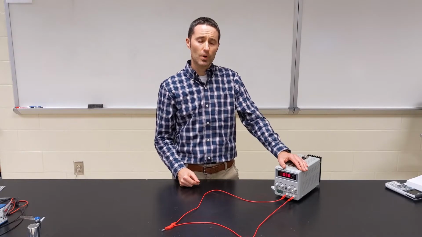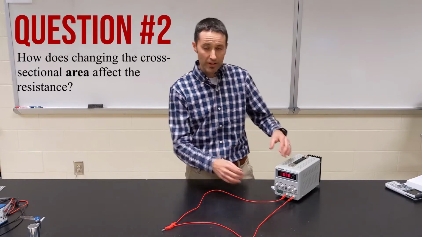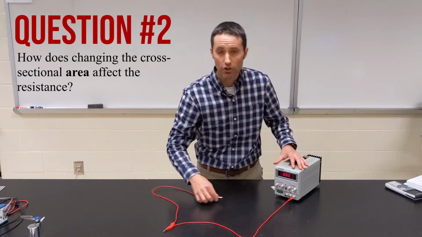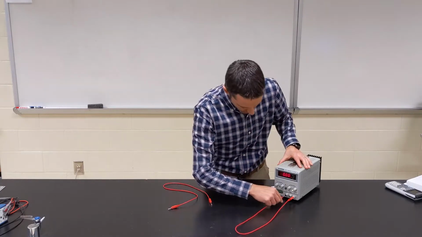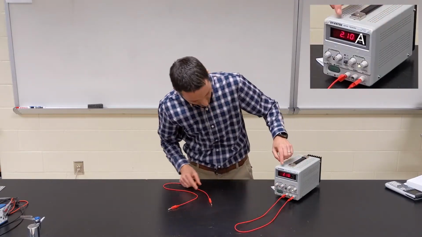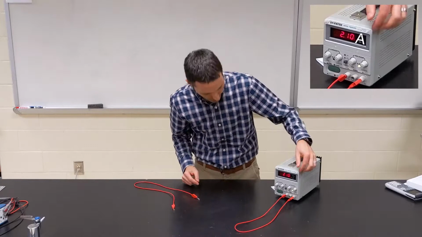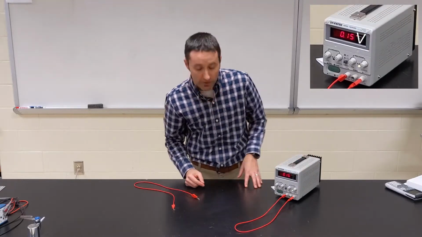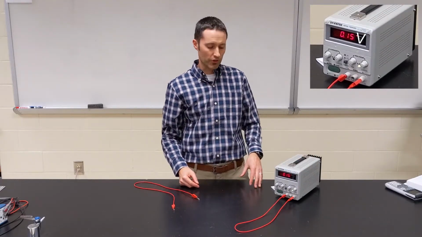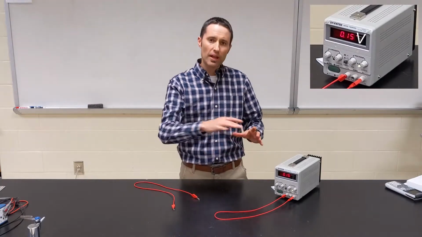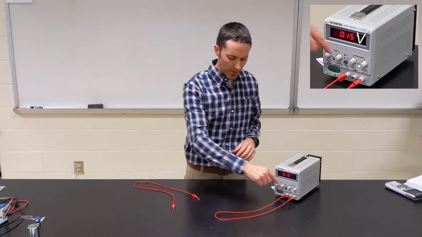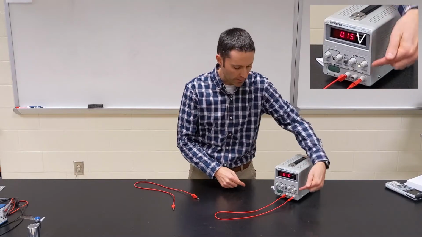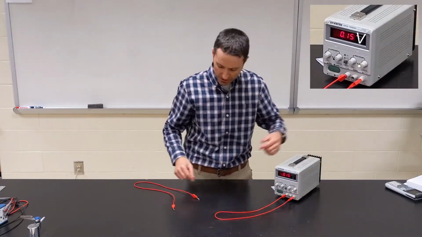Well, what happens if, instead of changing the length, we change the cross-sectional area? So I'm going to go back to our first single wire, where we've got about 2 amps of current flowing through there, right, with a potential difference of 0.15 volts across there. Now, I'm going to keep the length the same, but I want to effectively double the cross-sectional area of the conductive pathway from the high potential side to the low potential side.